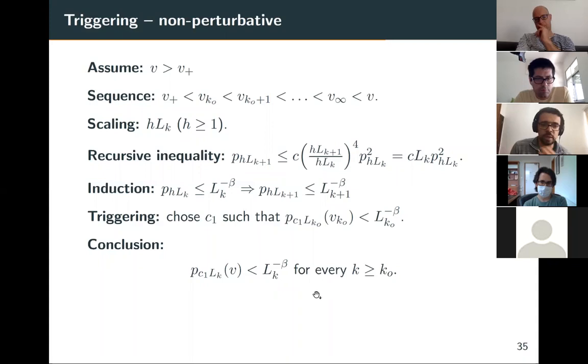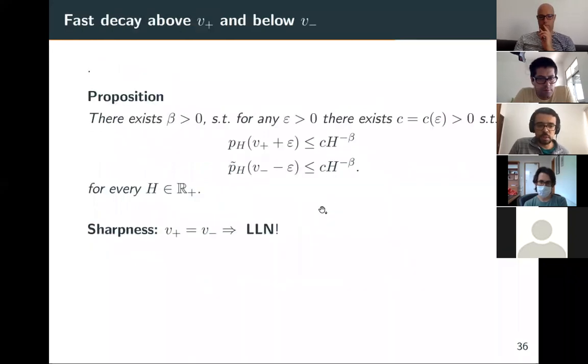This is the whole idea. We trigger by just driving this scaling parameter h to a big value and using the fact that we are always above V plus. So if we look at bigger and bigger boxes, then the probability to go faster than any of these speeds has to go to 0. Any doubt about this triggering procedure? If not, I will pass to what we conclude.